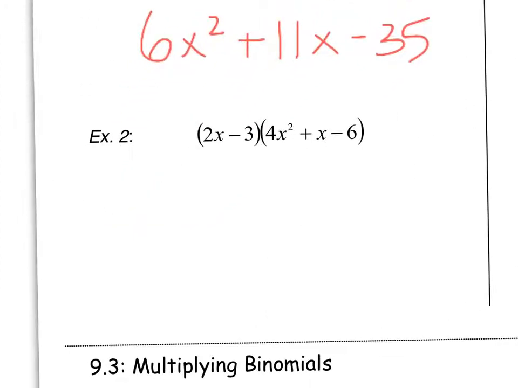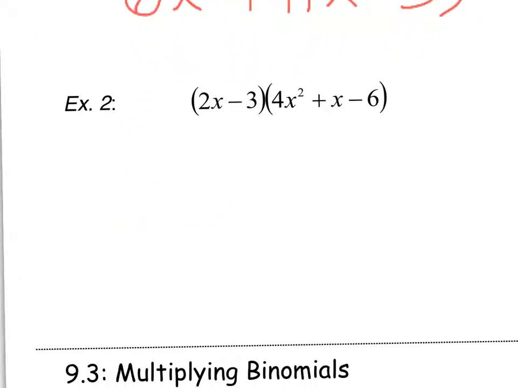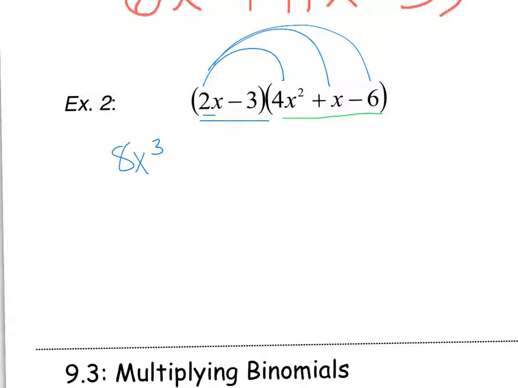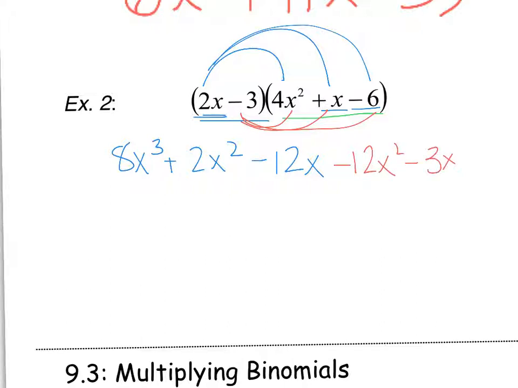So down here, this is not two binomials. This is a binomial times a trinomial. So what I'm going to do is take 2x and multiply it by each term. So 2x times 4x is 8x cubed. 2x times x is plus 2x squared. 2x times negative 6 is negative 12x. Then I'm going to multiply negative 3 by each term. So it's going to be negative 12x squared minus 3x plus 18.